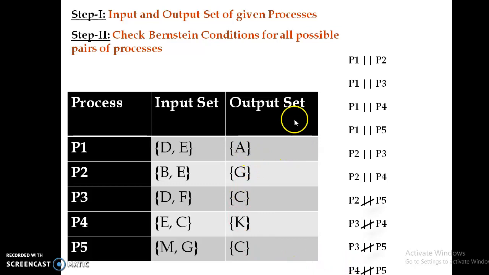Friends, likewise, we can check the parallelism between existing processes by using Bernstein conditions.